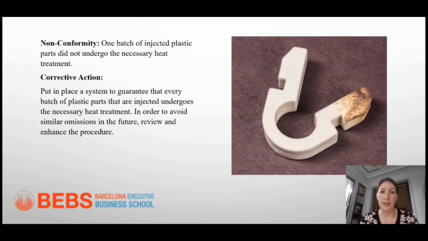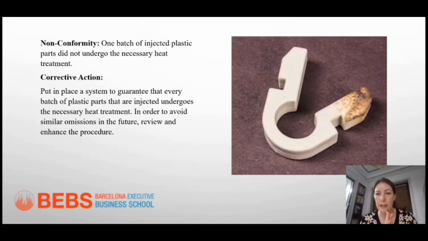Next we have the validation of processes for production and service provision. The nonconformity was that one batch of injected plastic parts didn't undergo the necessary heat treatment. So a corrective action is to make sure that the batch of plastics undergoes the necessary heat treatments.